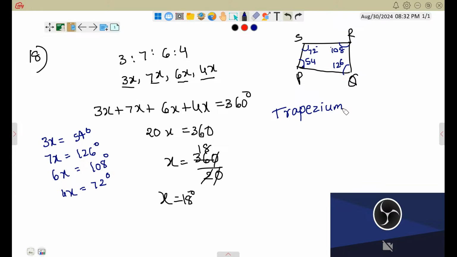Clear? Right. Coming to the next problem. Trapezium. Why? Because in any quadrilateral, either square or rectangle or parallelogram, opposite angles should be equal. Here opposite angles are not equal. So the fourth option, trapezium, is the correct option.